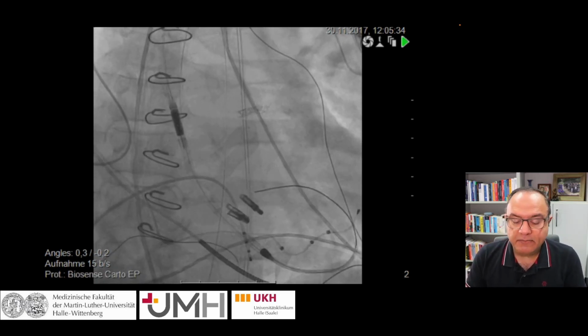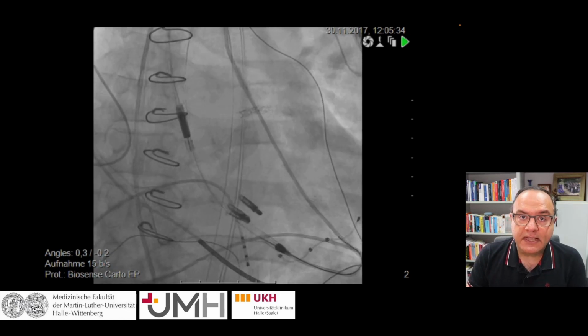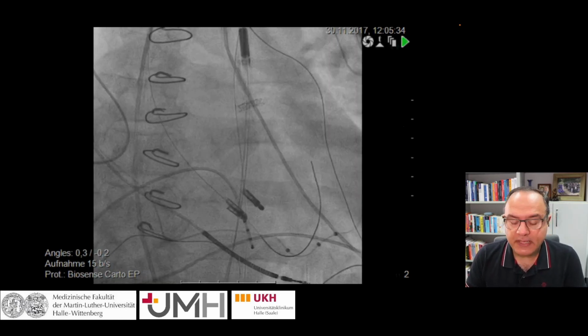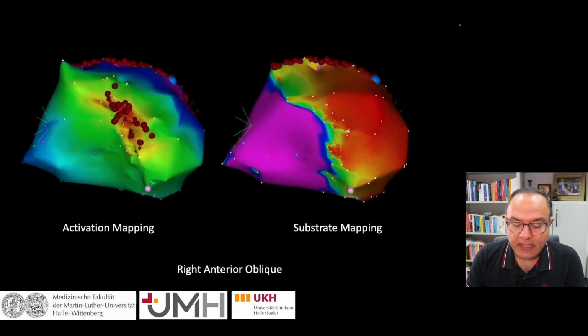This hemodynamic support helped us to do a detailed activation mapping and perform the catheter ablation. Here you can see the catheter ablation from the left side of the septum with the retrograde approach, and this is the map at that time with the point-by-point approach. On the right side, the substrate map. On the left side, we have our activation map.